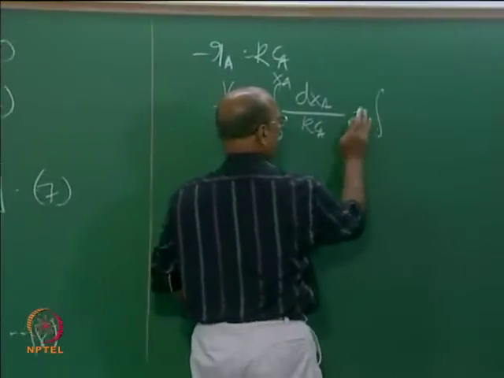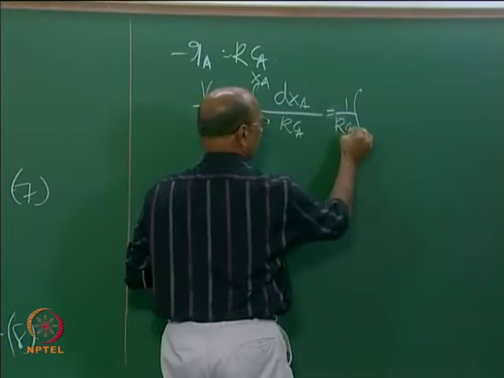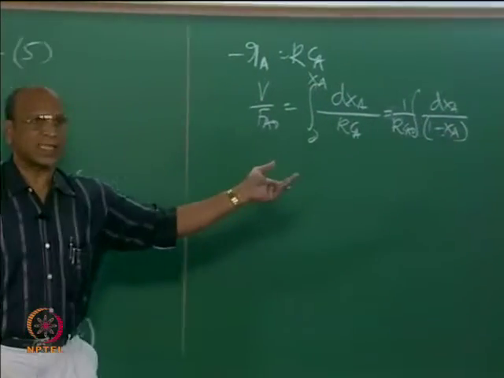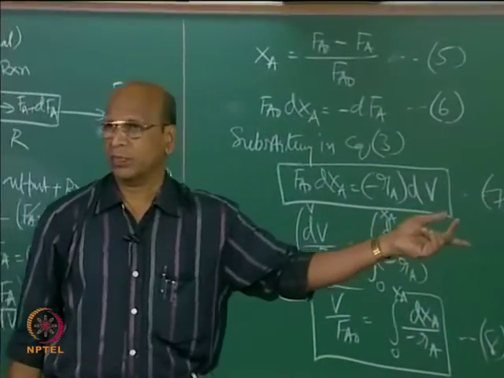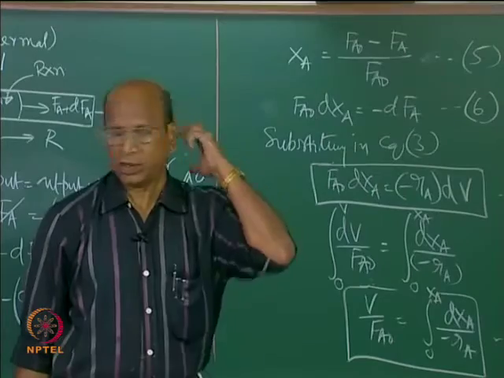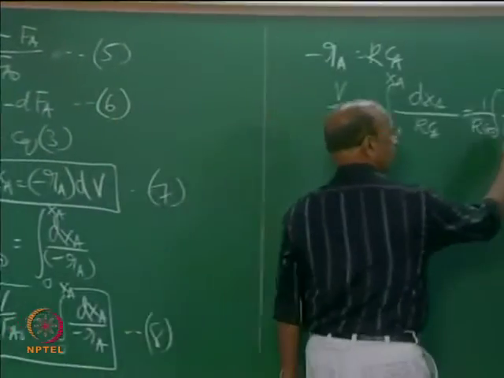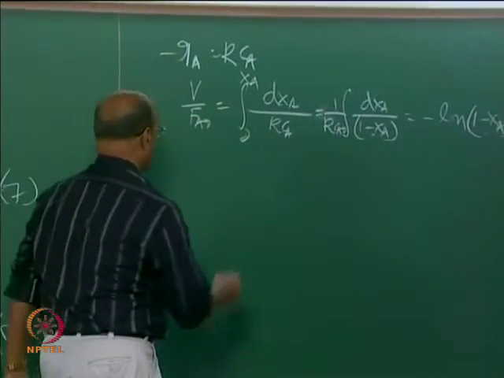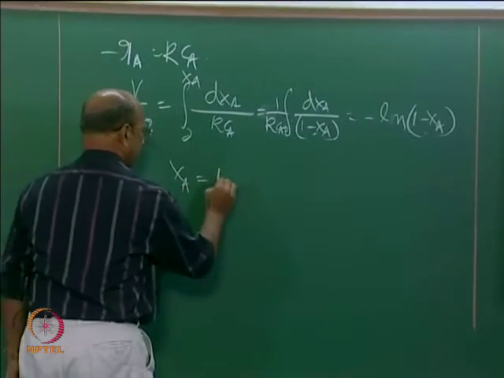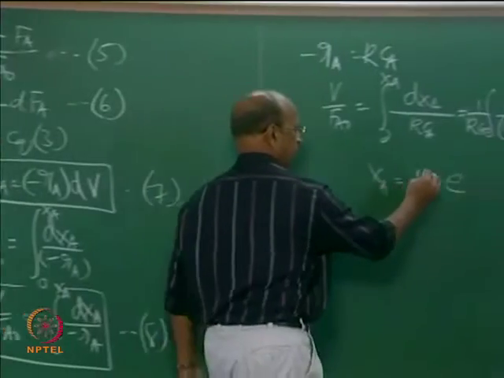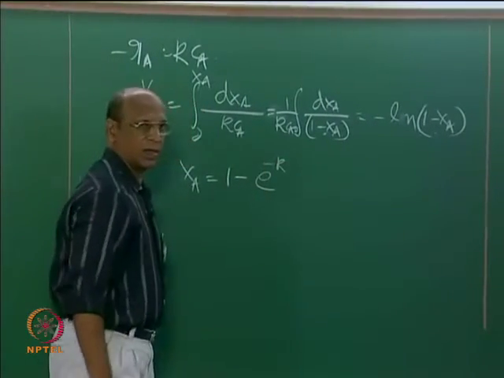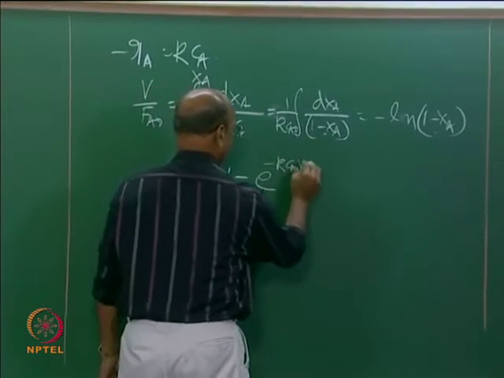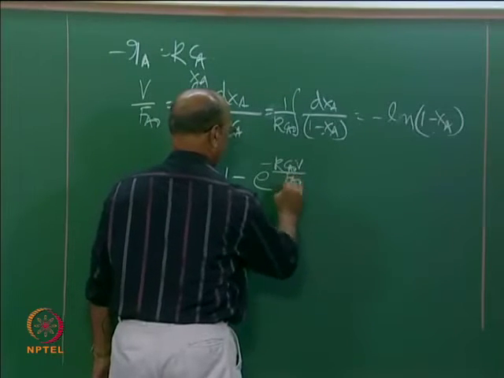So I take the constants out, K into Ca naught. It is a constant density system, that is why we said Ca equal to Ca naught into 1 minus Xa. So now this is equal to what? Minus log of 1 minus Xa. So if I calculate Xa, it is 1 minus e power minus K Ca naught V by F A naught.